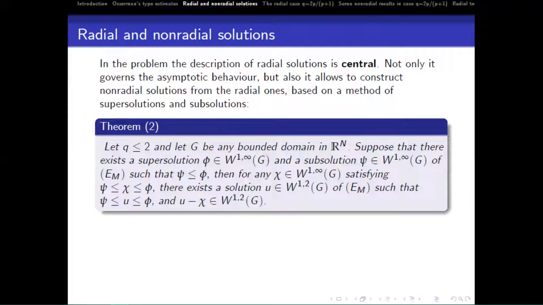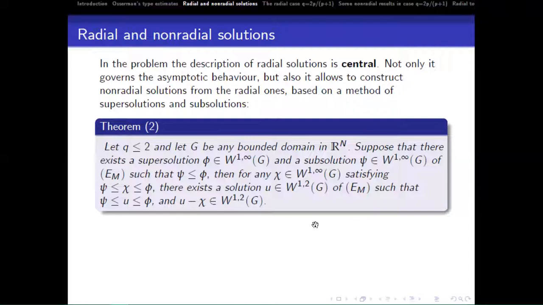Supposing that q is less than or equal to 2, and G is a bounded domain in R^n, and suppose you have a supersolution phi in W^{1,infinity}(G) and a subsolution psi of the equation, such that psi is less than phi. Then for any k in W^{1,infinity}(G) satisfying psi less than or equal to k less than or equal to phi, there exists a solution u of the equation such that u is between psi and phi, and u minus k is in W^{1,infinity}_0. That means u equals k on the boundary.